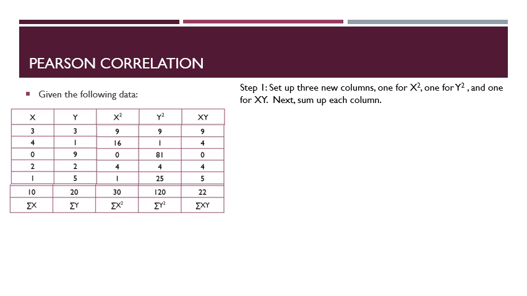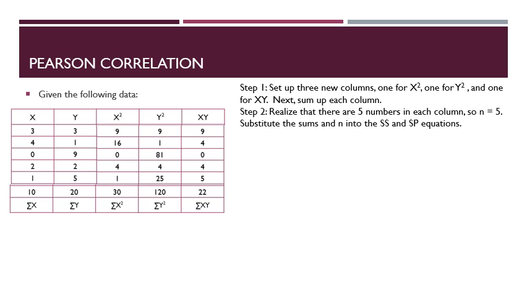You will sum up each column. These numbers will all be needed to compute the Pearson correlation. So pause the video while you do the math and then check your numbers with mine. Step 2, realize there are 5 numbers in each column of x and y, so n equals 5.